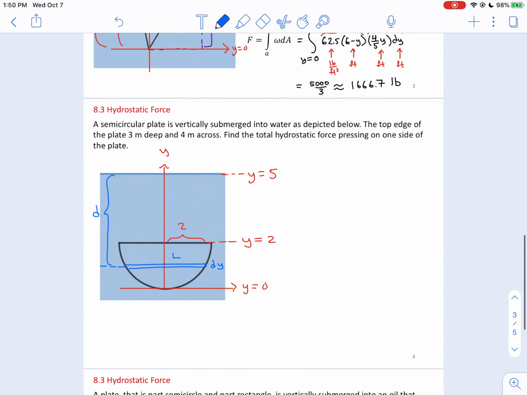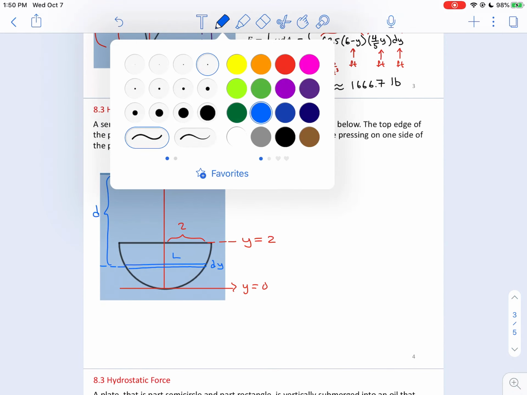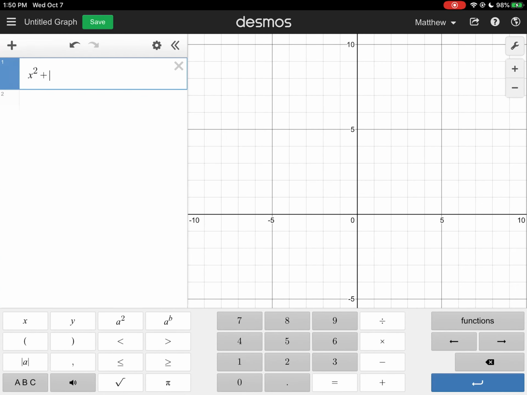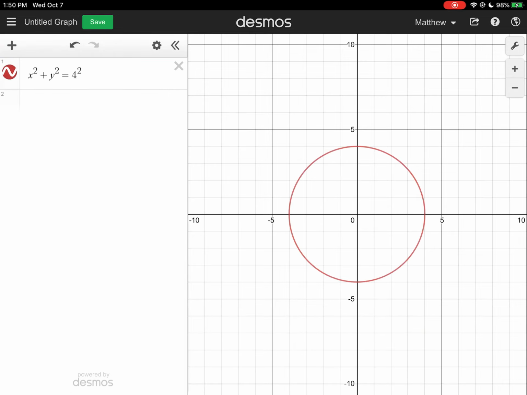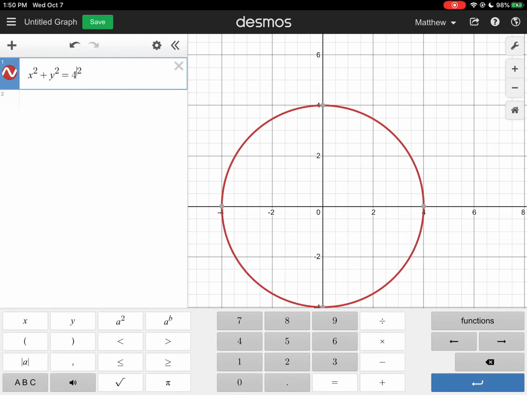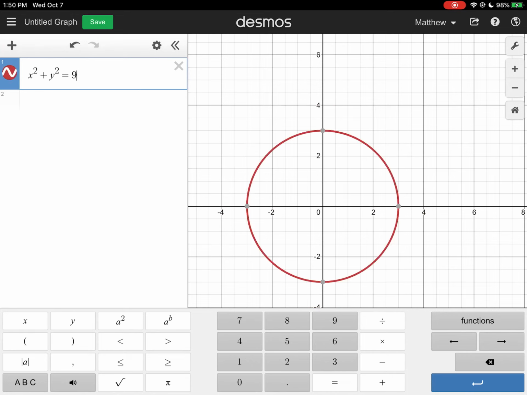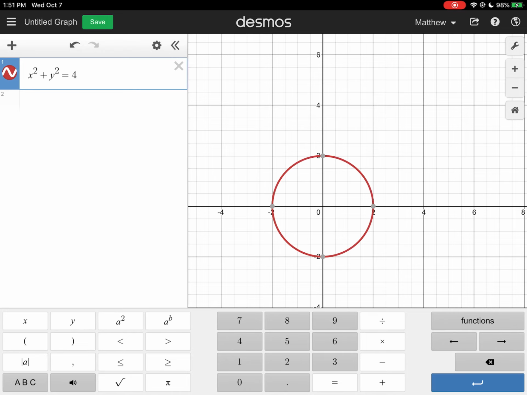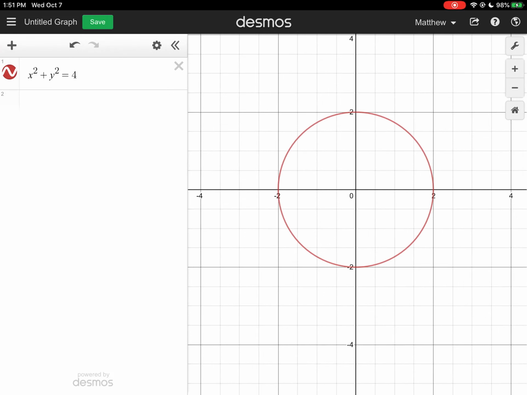Now, reminders about working with circles. If I say x squared plus y squared equals some number squared, like 4 squared, so equals 16, in other words, in this case you get a circle centered at the origin whose radius is 4. If you want to change the radius and change that 4, let's say you want the radius to be 3, you can just put a 9 here, 3 squared, and now you have a radius 3. If you want a radius of 2, you put a 4 there. Now, our circle has diameter of 4, radius of 2, so this is the equation I want to work with.